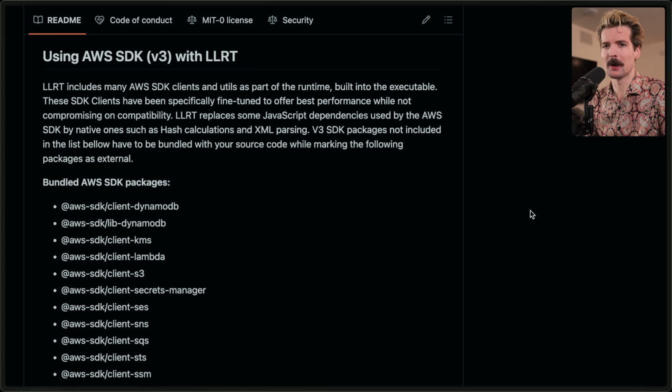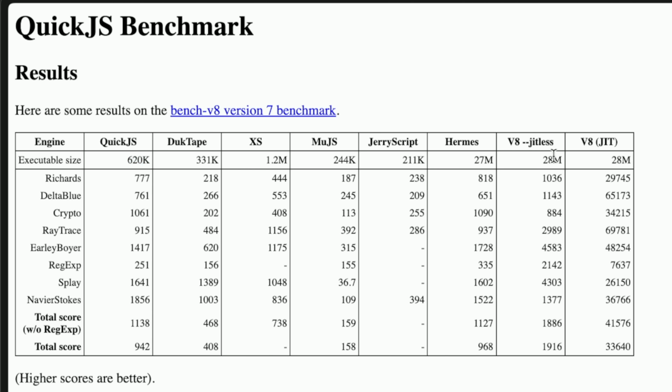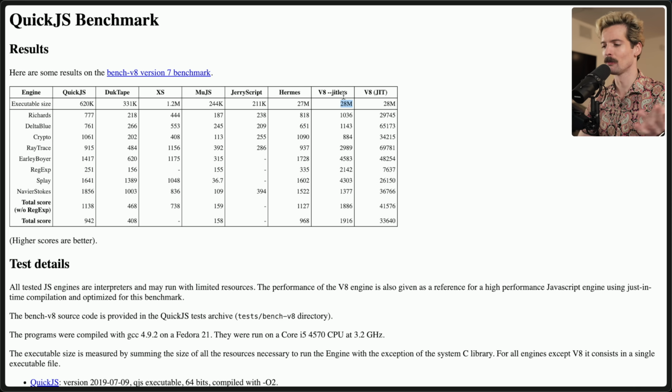It really is showing why this is being made, because it helps with the AWS and specifically AWS services plus Lambda use case versus V8, which is 28 megs. That is a pretty significant difference, and by itself significantly lowers your costs and the speed at which you can spin up an instance that's running JavaScript.